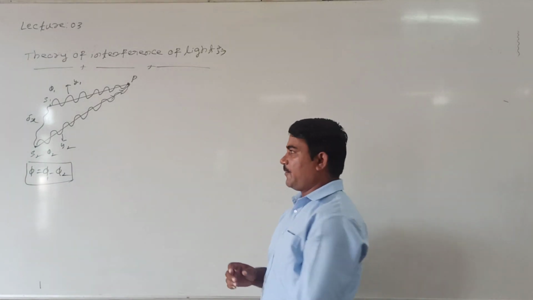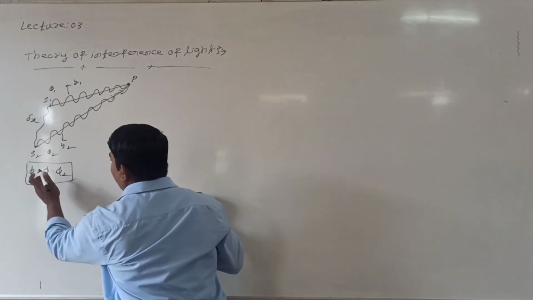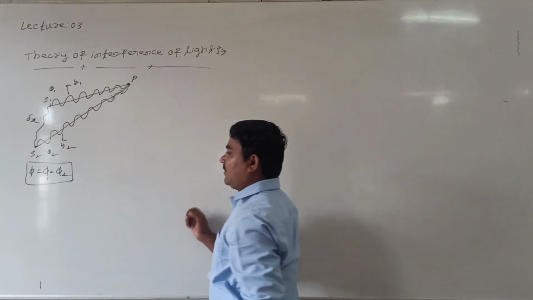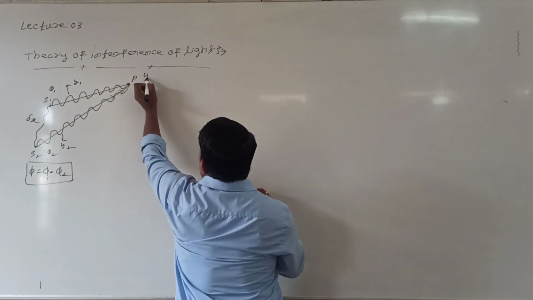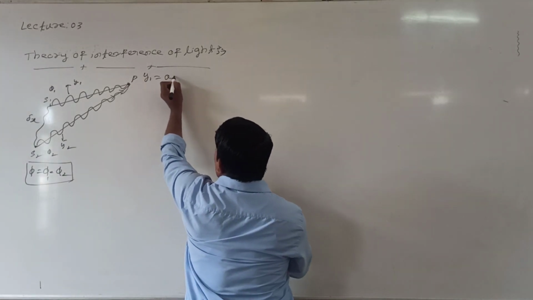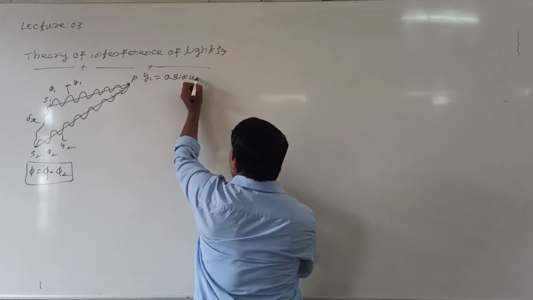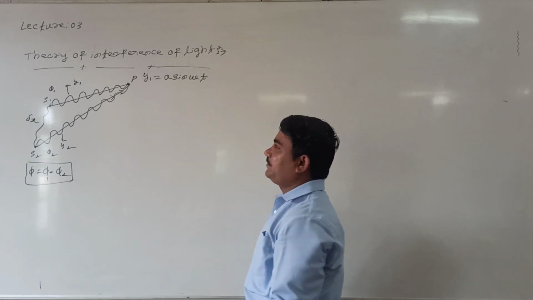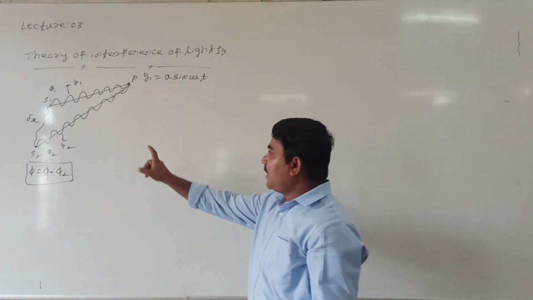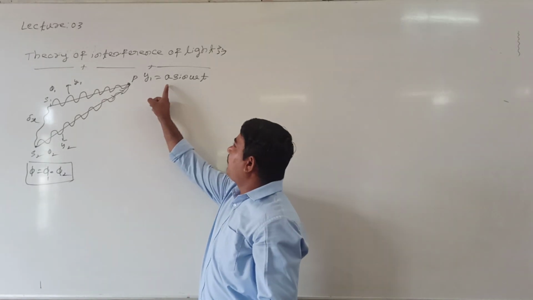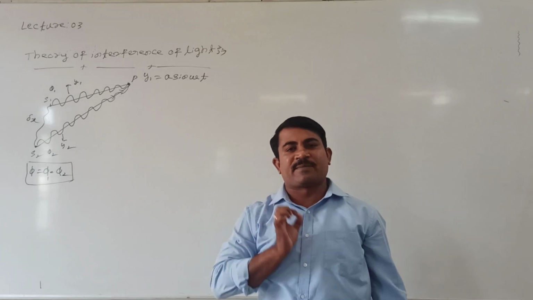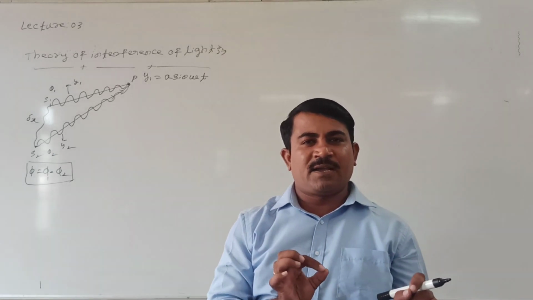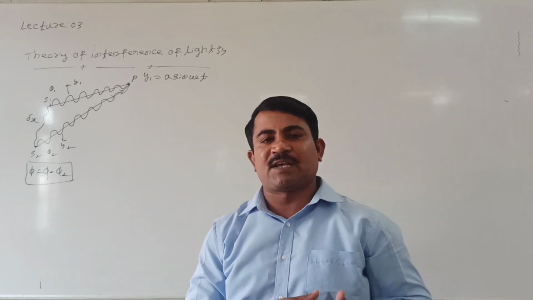Now we know that one wave has a displacement of y1. How do we represent the displacement of the one wave? It can be represented as y1 is equal to a sine omega t. Y1 indicates the displacement of one wave, A represents the amplitude of the first wave, and omega t represents the phase of the wave. Phase means at what angle, at what time, the medium particles vibrate.